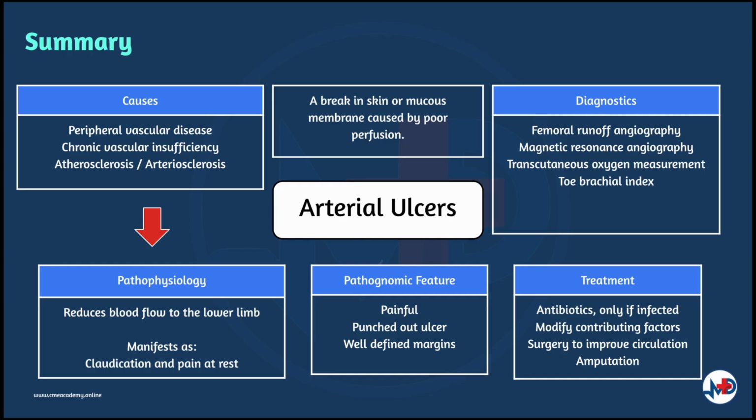and rest pain. The investigations of this ulcer include femoral runoff angiography, magnetic resonance angiography, transcutaneous oxygen measurement, and toe brachial index. The most essential management of arterial ulcer is modifying the contributing factors. An infected arterial ulcer should be treated with antibiotics, and surgery can help to increase circulation to the area, or amputation.